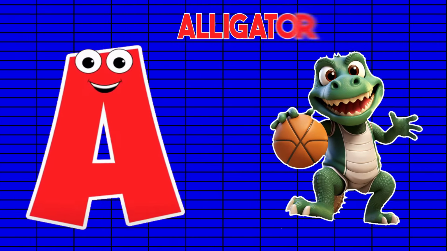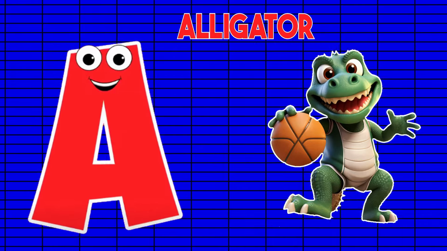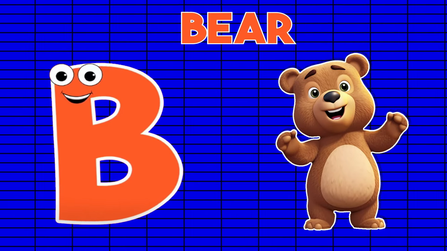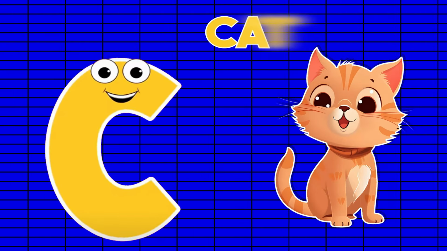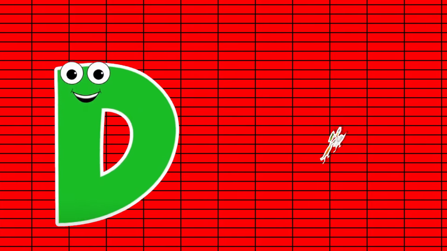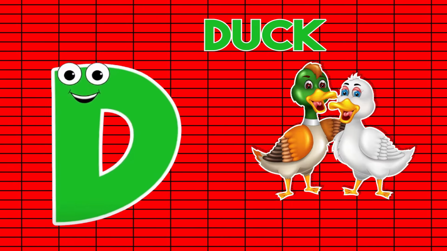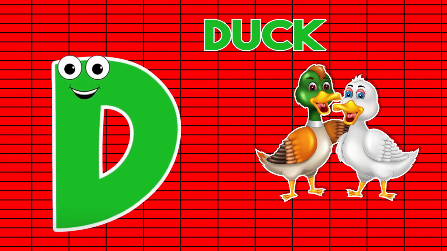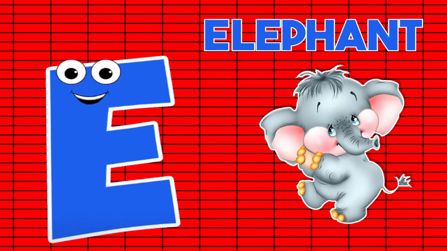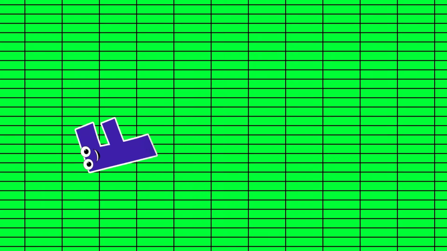La, la, la, la. A is for alligator. A, a, alligator. B is for bear. B, b, bear. C is for cat. C, c, cat. D is for duck. D, d, d, d, duck. E is for elephant. E, e, elephant. F is for flamingo.